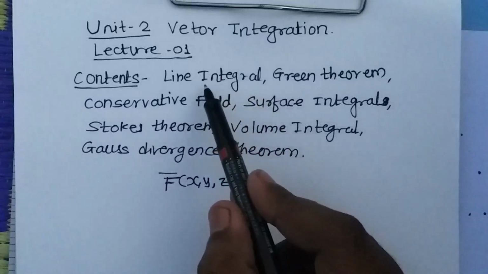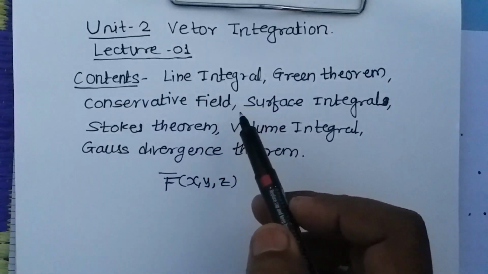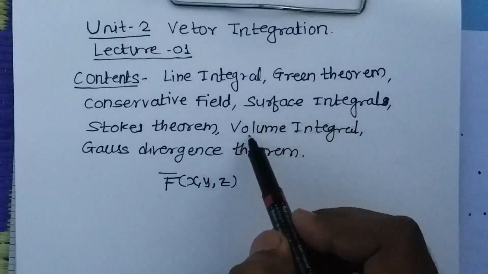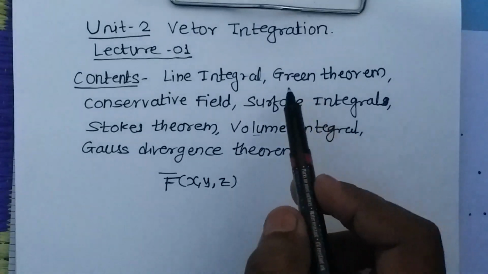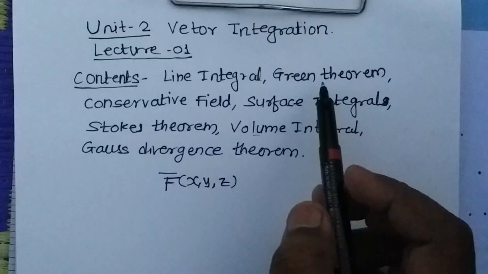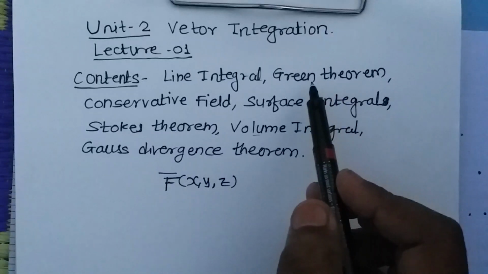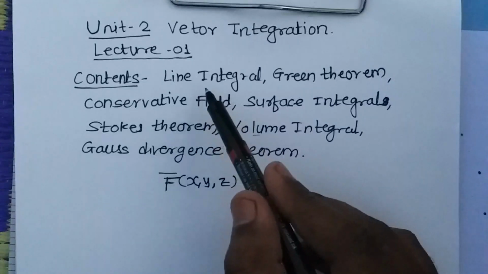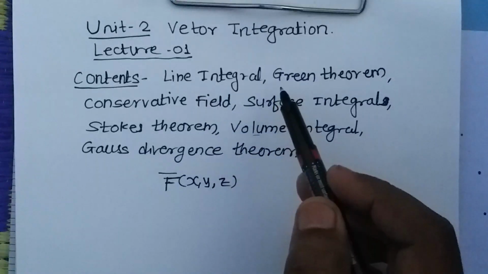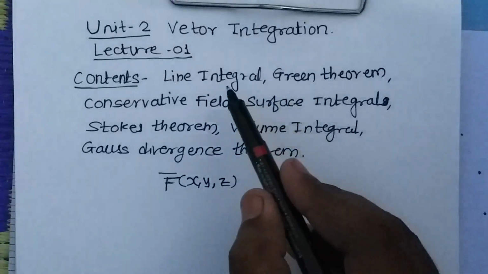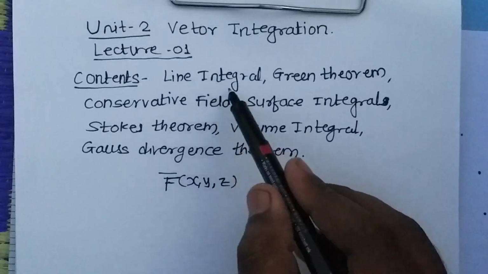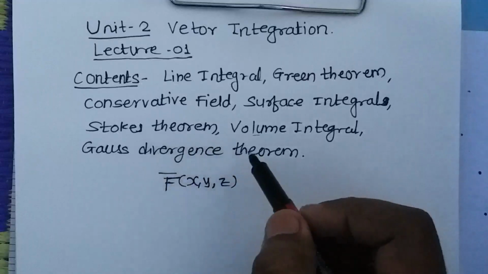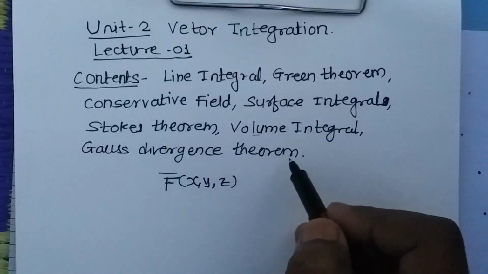Okay, and the types of integration that we are going to come across are line integral, surface integral, volume integral. Okay, and there are some theorems which we use to evaluate some special types of line integral. There are some theorems which we use to evaluate these integrals, that is line integral or surface integral. The names are Green's theorem, Stokes theorem and Gauss divergence theorem.